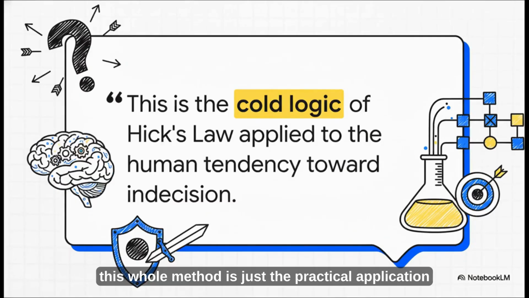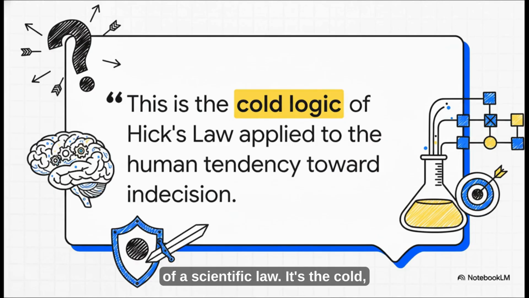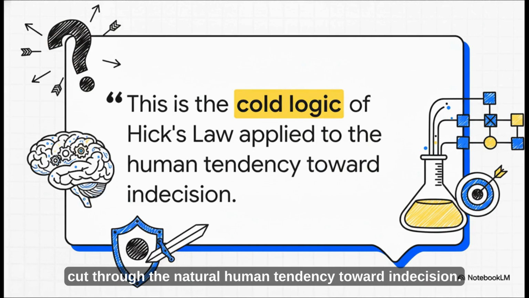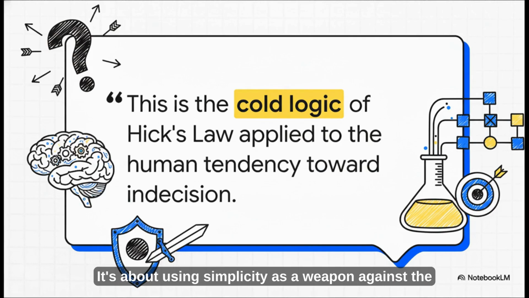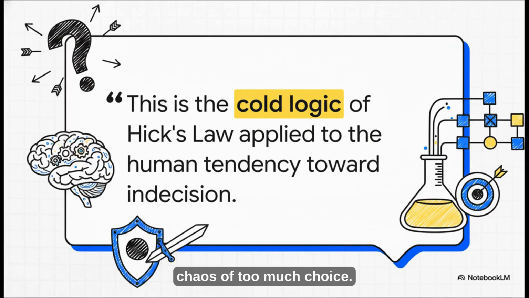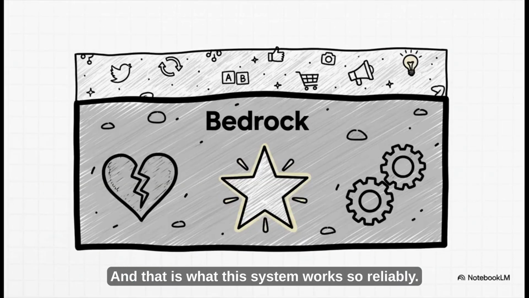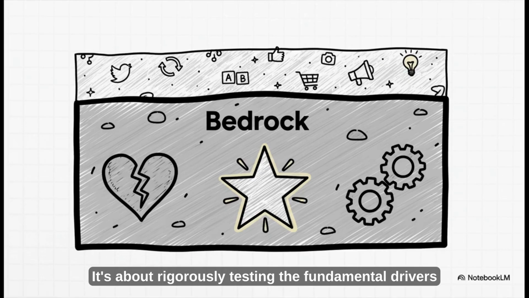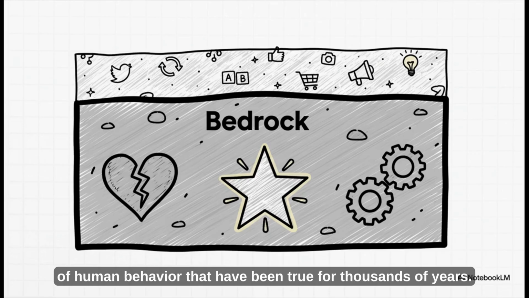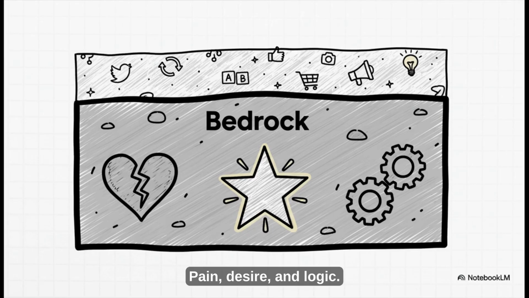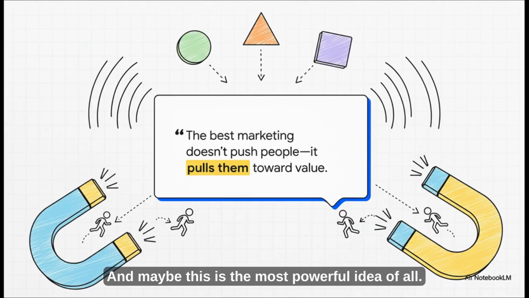At the end of the day, this whole method is just the practical application of a scientific law. It's the cold, hard logic of Hick's law used as a tool to cut through the natural human tendency toward indecision. It's about using simplicity as a weapon against the chaos of too much choice. And that is why this system works so reliably. It's not about testing superficial tactics or trendy formats that change every 6 months. It's about rigorously testing the fundamental drivers of human behavior that have been true for thousands of years: pain, desire, and logic.